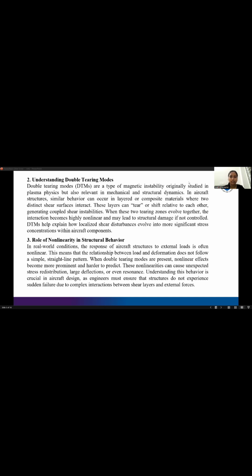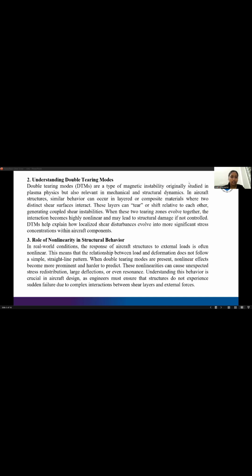When these two tearing zones evolve together, the interaction between them is highly nonlinear and may lead to structural damage if not controlled. Double tearing modes help explain how localized shear distribution evolves into more significant stress concentrations within aircraft components.